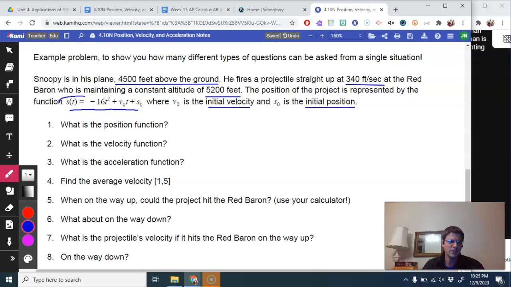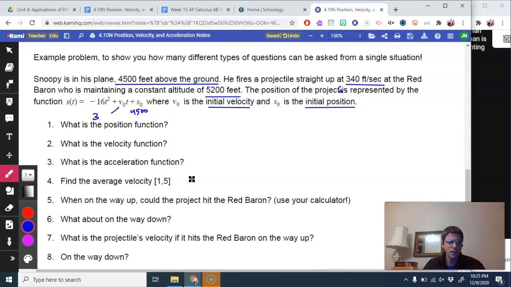So first thing, yes, this is the position of the projectile. Sorry, the typo there. But we need to fill in v0 and s0. Those are common notations that you'll see for initial velocity and initial position. So we have to read carefully. The projectile is being launched from Snoopy, so he is 4,500 feet above the ground. So that's going to be s sub 0, 4,500, and the initial velocity he said here was 340.